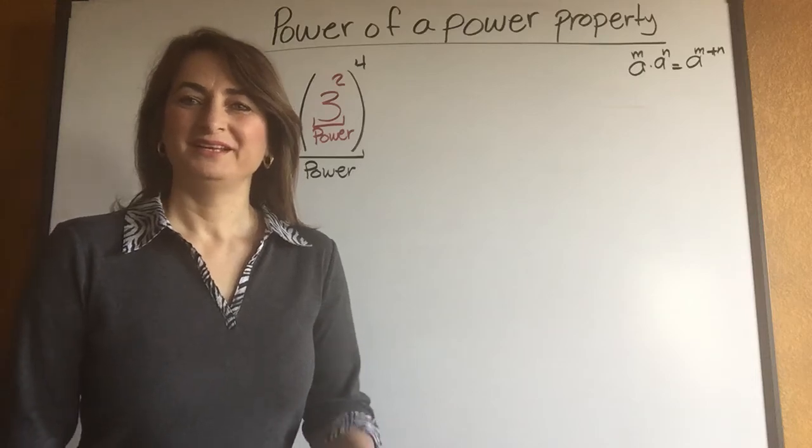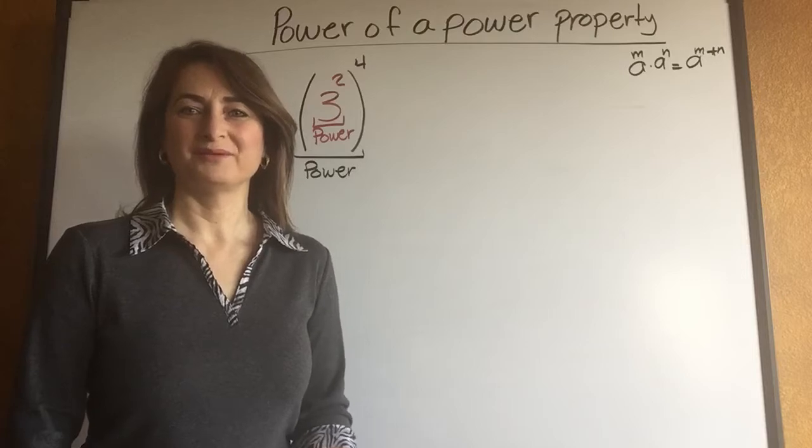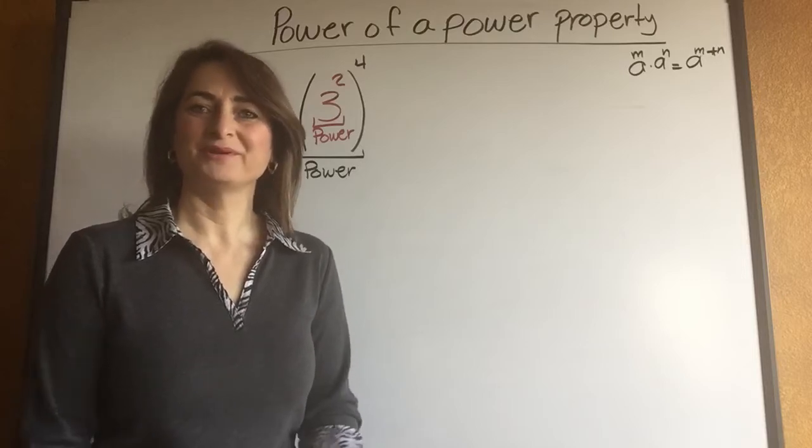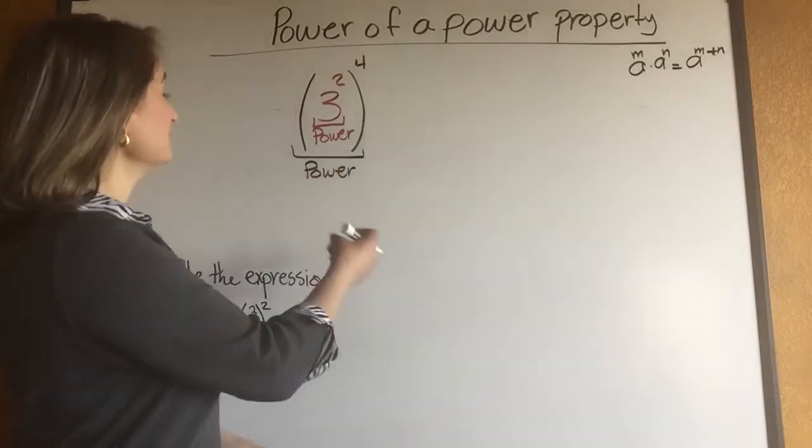Hi everyone. Now we're going to come up with the second rule of multiplying powers. It's called power of a power. I'm going to try my best not to say the word power, but I know it's not going to work because of the name of the property. So what does that mean?